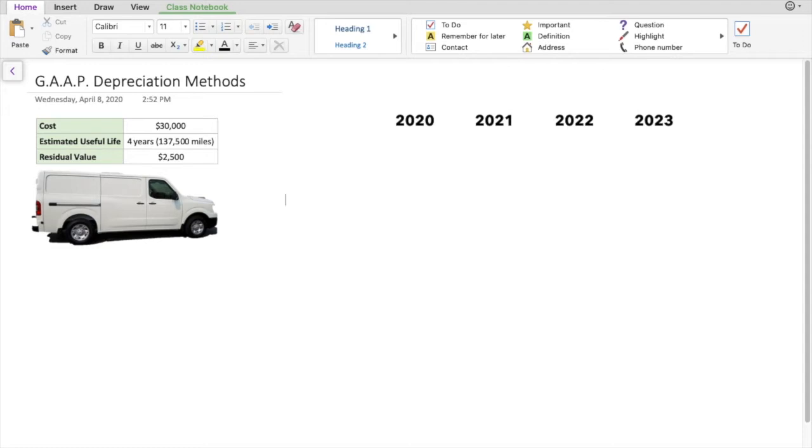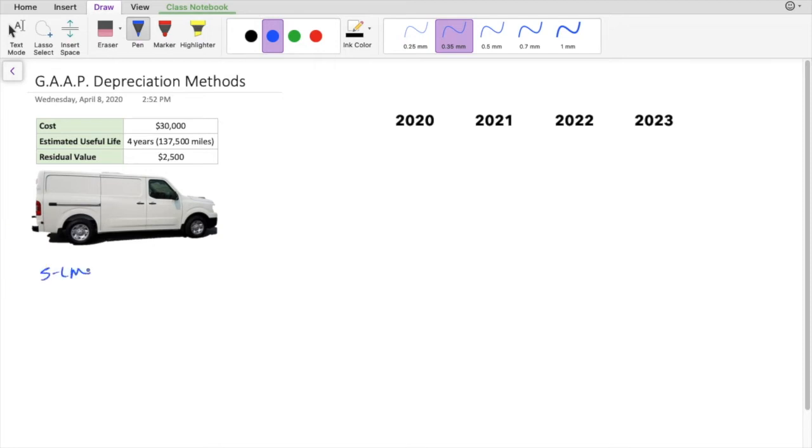And so our job is to calculate how much of this vehicle we are going to depreciate or expense each year for the next 4 years. Depending on the method we choose, the numbers we're going to get are going to be different. So we're going to start with straight line depreciation.